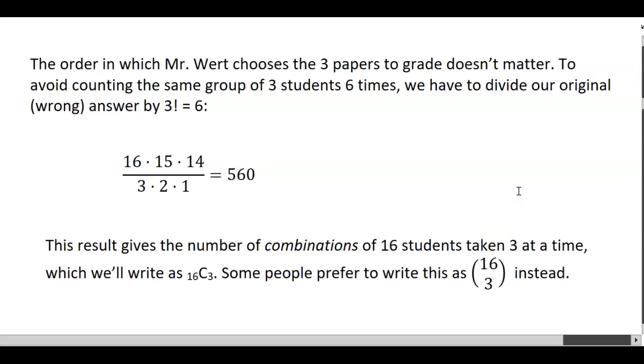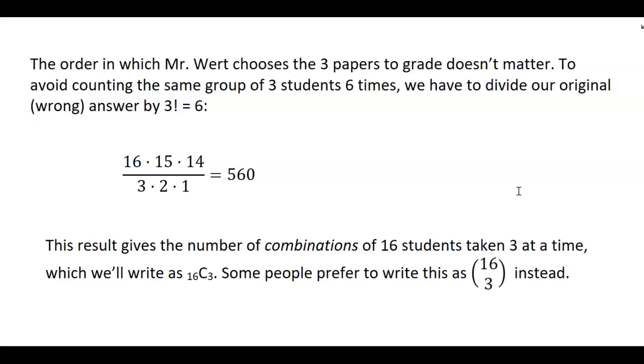Okay, so what I need to do is take the permutations, the 16 times 15 times 14, and divide it by how many ways I can arrange that group, 3 times 2 times 1, and I end up with 560. And so this is called finding the number of combinations of 16 students taken 3 at a time. And we're going to write that as 16C3. You might see it in some textbooks like that also.